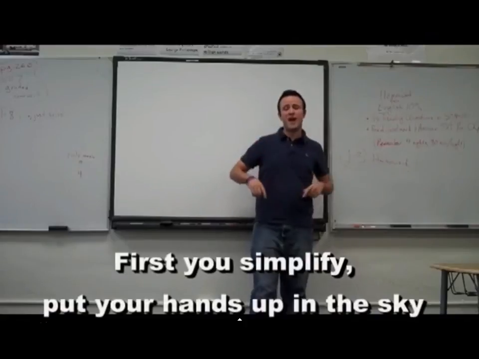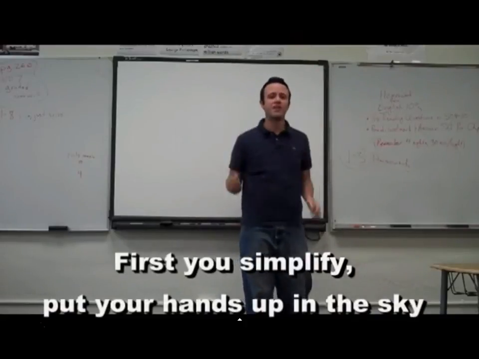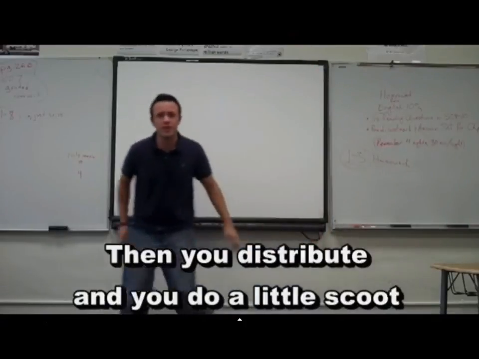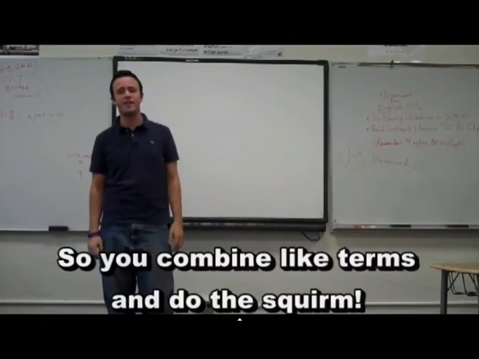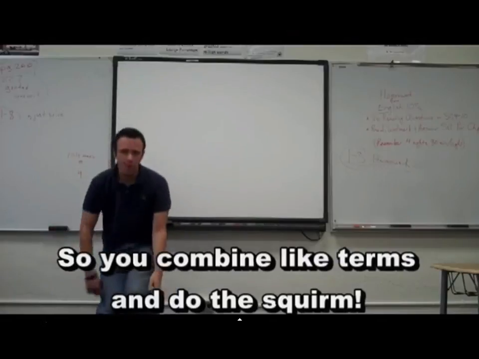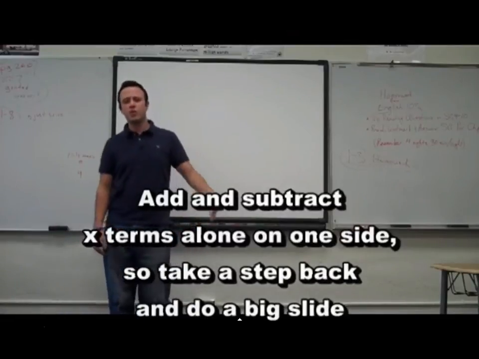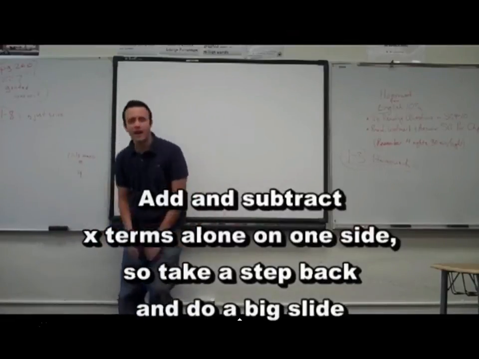First you simplify, put your hands up in the sky, then you distribute and you do a little scoop. Still need to simplify, put your hands up in the sky, so you combine like terms and do the squirm. Add and subtract x terms alone on one side, so take a step back and do a big slide.